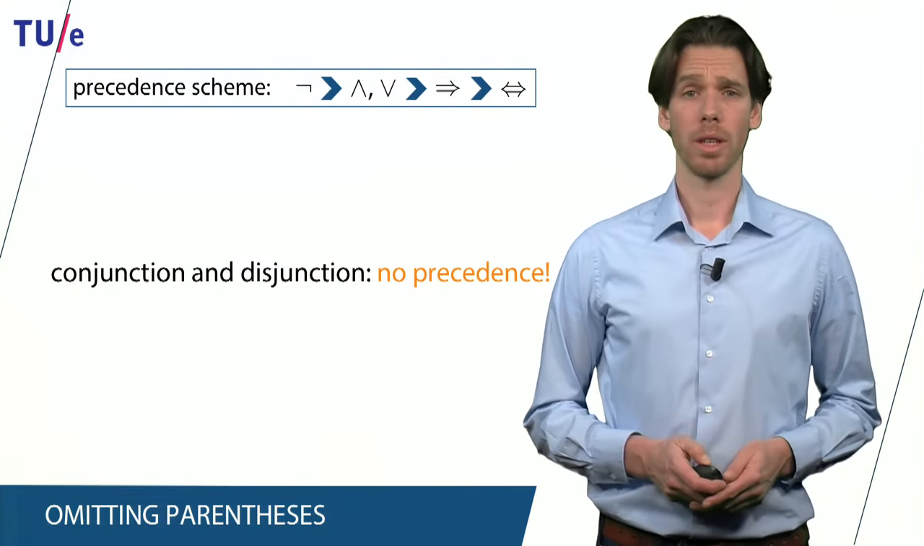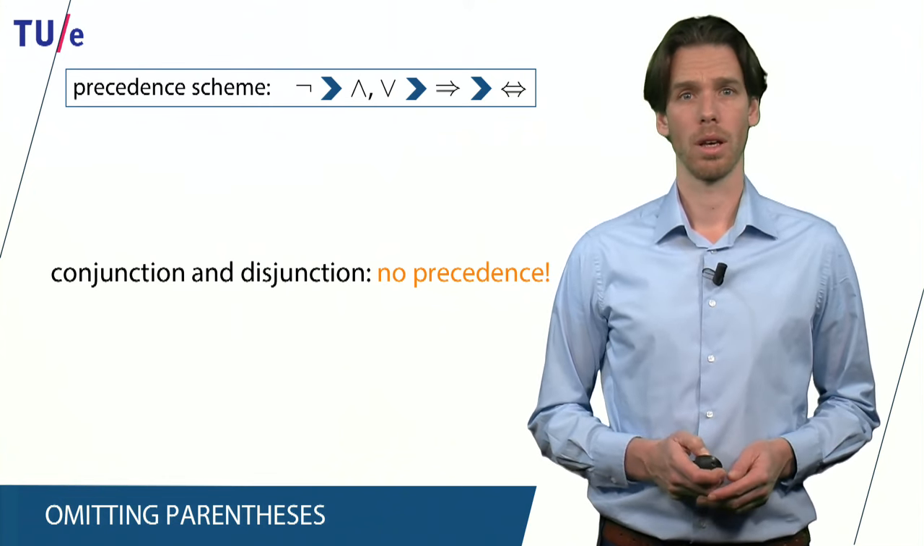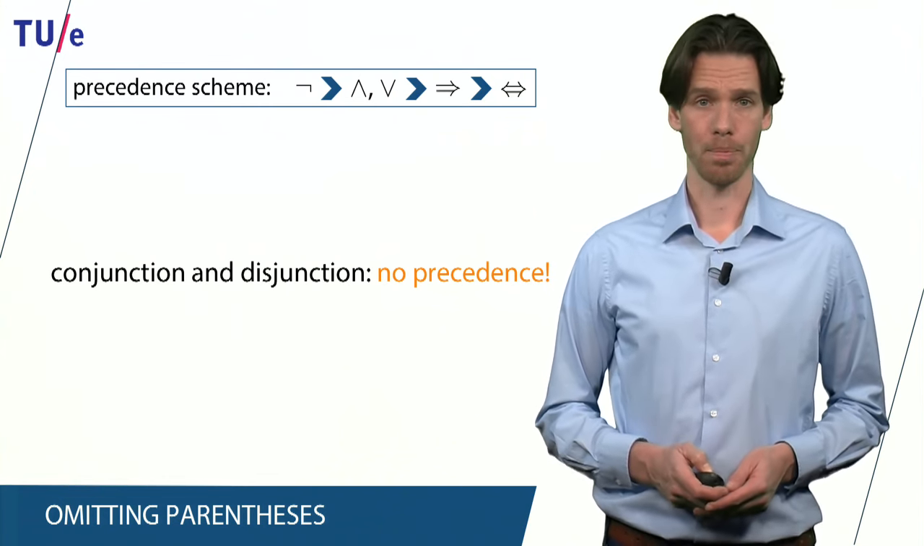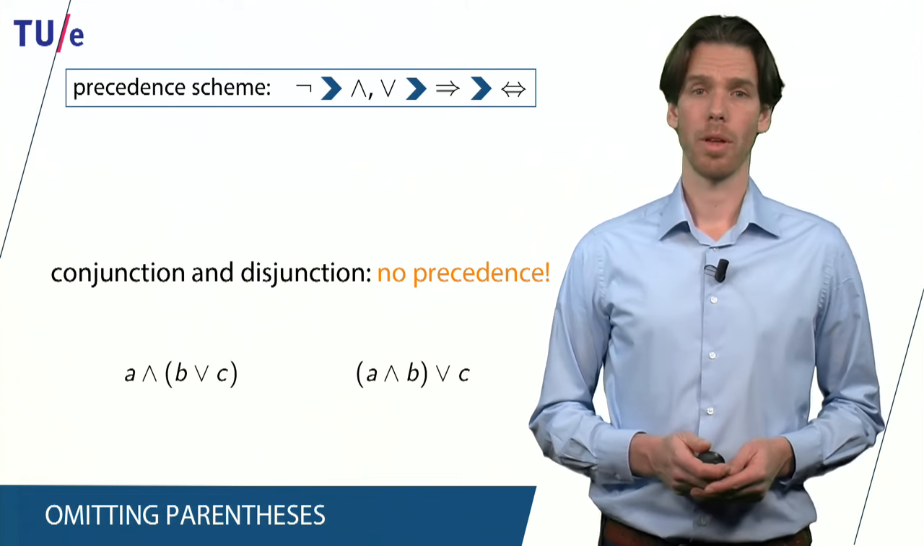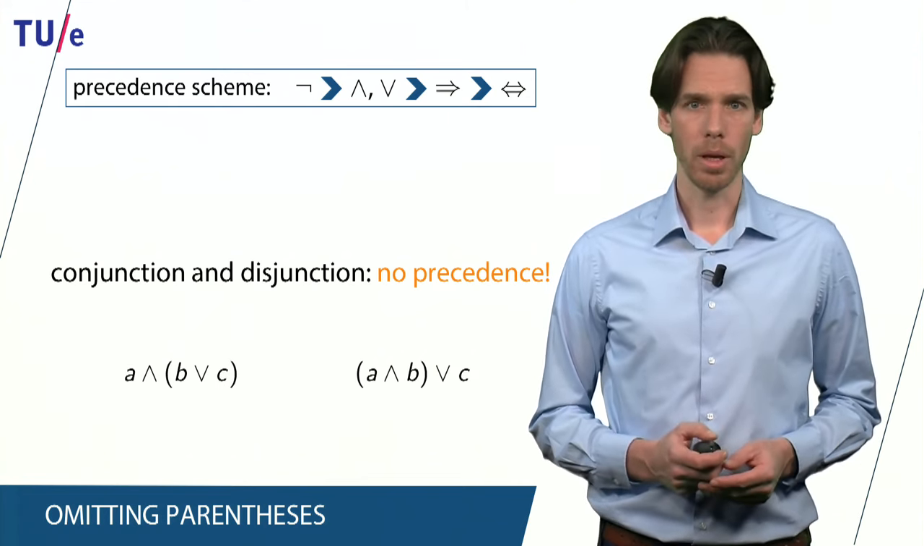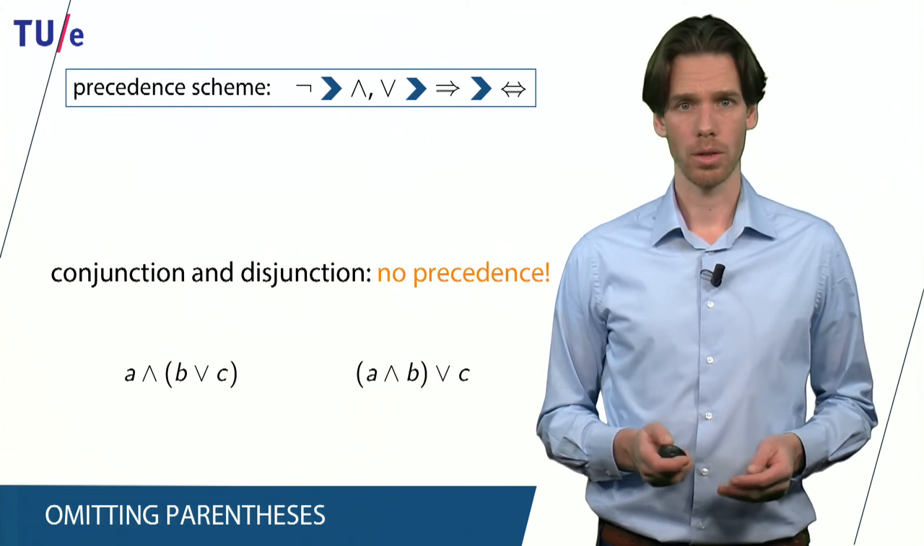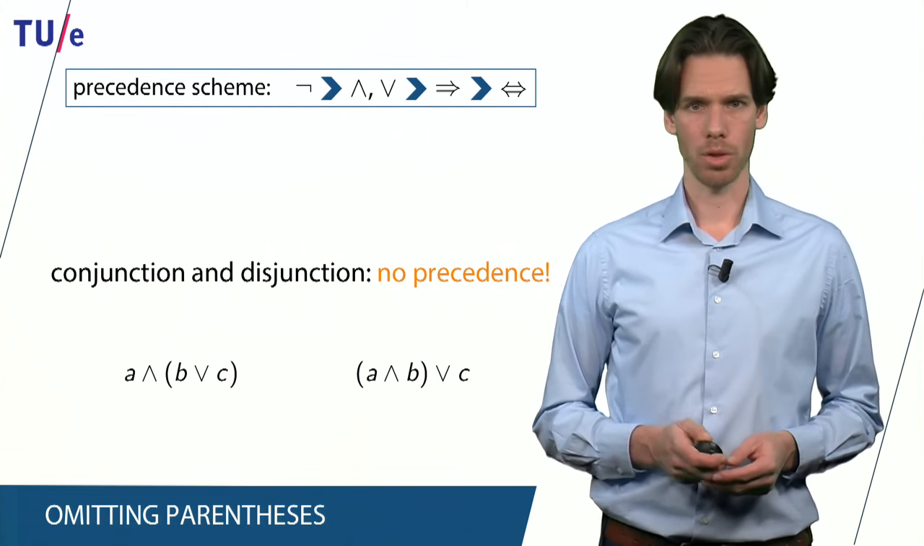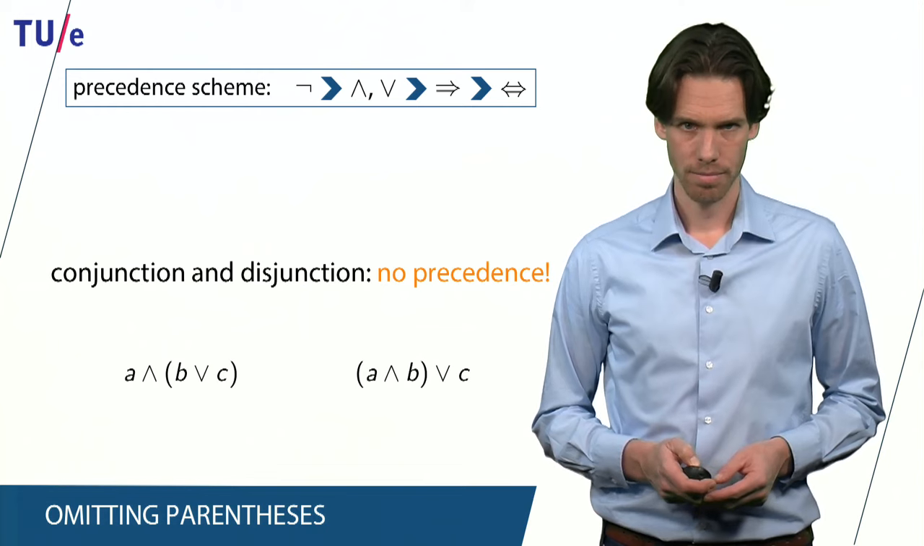Note that conjunction and disjunction are not ordered according to our precedence scheme. So we cannot omit parentheses from (A and B) or C, nor from A and (B or C). And in fact, we shall see later that these two abstract propositions have different meanings. This concludes the introduction of the syntax of the language of propositional logic. In the next lecture, we shall discuss the semantics, the interpretation of the constructions of propositional logic.